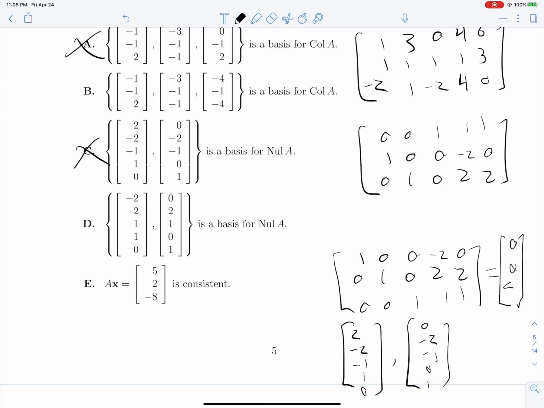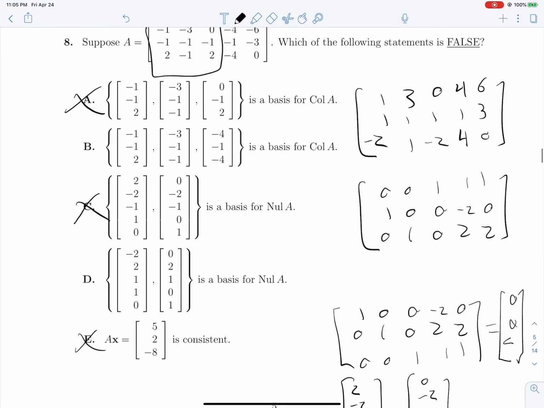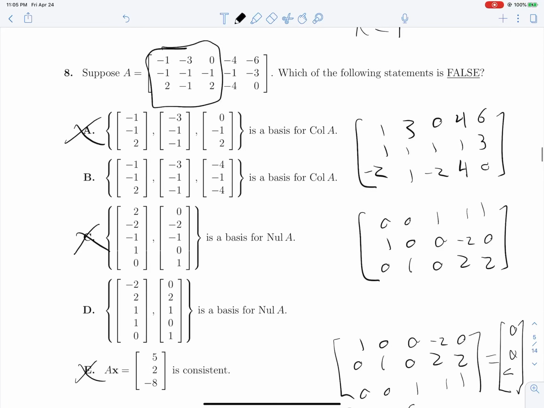Now here's where things get hairy. We can rule out E because we know that since we have 3 pivot positions here and all of these vectors are 3-dimensional, we must span R3. Thus we're consistent for any vector in R3. So we're definitely consistent for Ax equals 5, 2, -8. So that's awesome. What about these two that are left over?